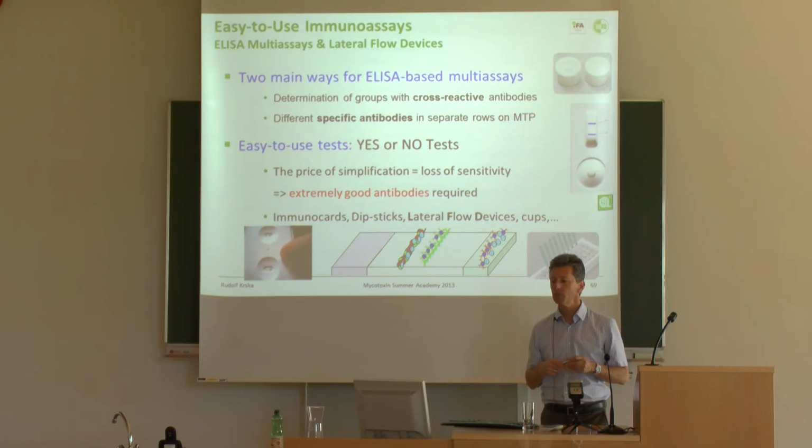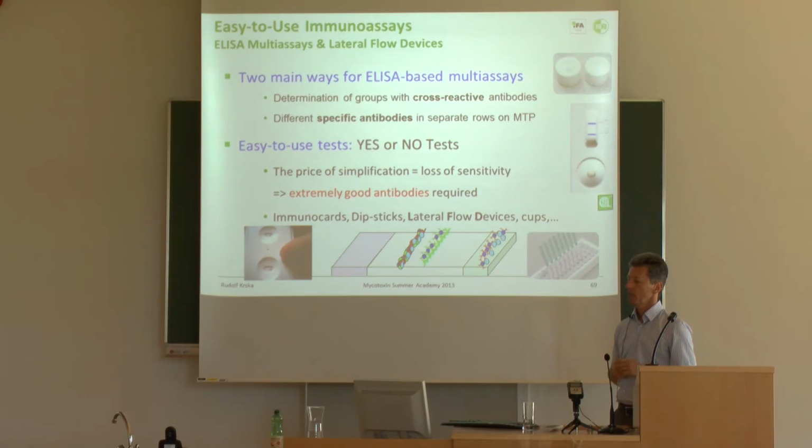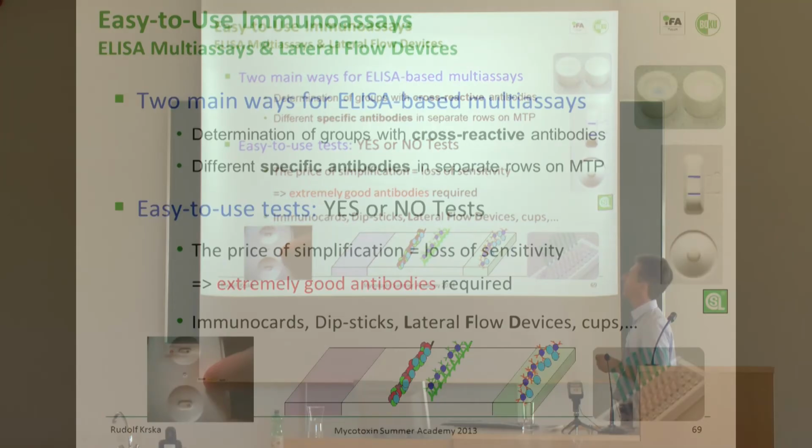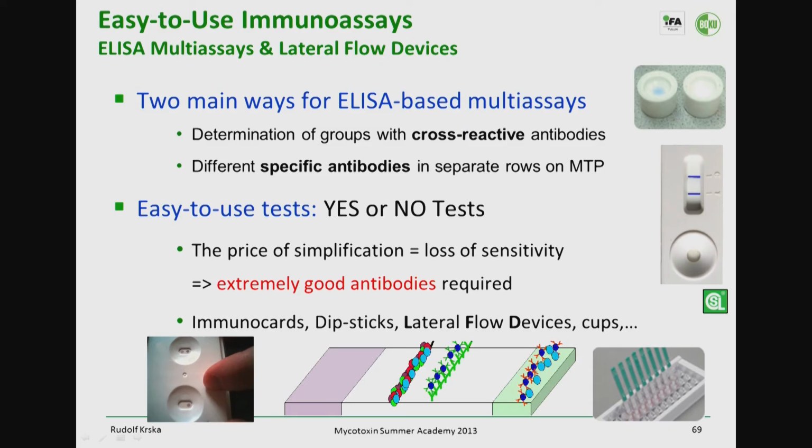There are actually two main ways for ELISA-based multi-assays. One is actually determination of groups with cross-reactive antibodies. You find actually antibodies which are able to detect both acetylated deoxynivalenol and deoxynivalenol. And so that is one way of having a multi-assay in a total toxin approach. Or you use different specific antibodies in separate rows. For instance, here you could actually have different rows or microtiter plates.